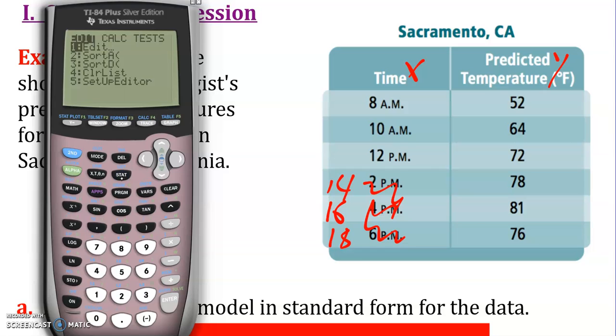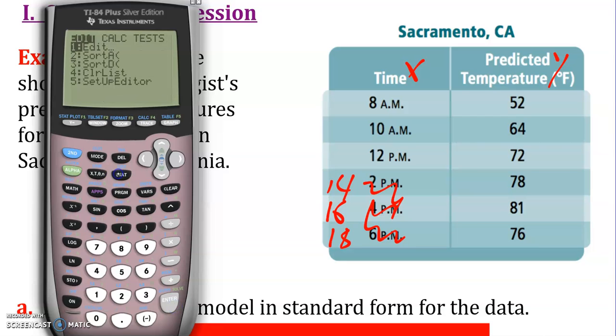All right, stat menu, edit. I'm just going to type over these things. So we have 8, 10, 12, 14, 16, and 18. And over here, 52, 64, 72, 78, 81, and 76. Oh boy, 76.